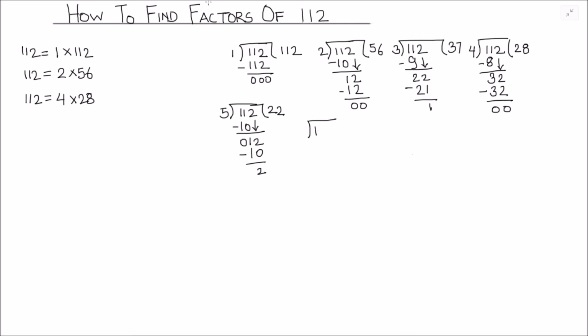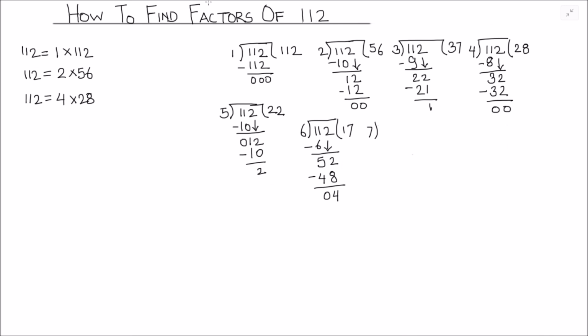Next we'll divide 112 by 6. 6 times 1 is 6. Then we got 5 as the remainder. Next we'll drop down 2. So this is 52. 6 times 8 is 48. So we got 4 as remainder. Hence 6 is not a factor of 112.